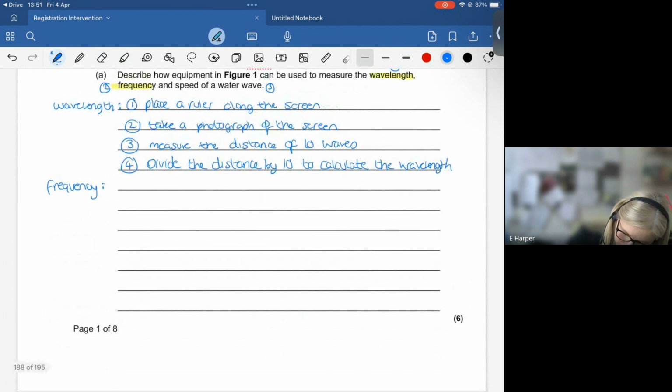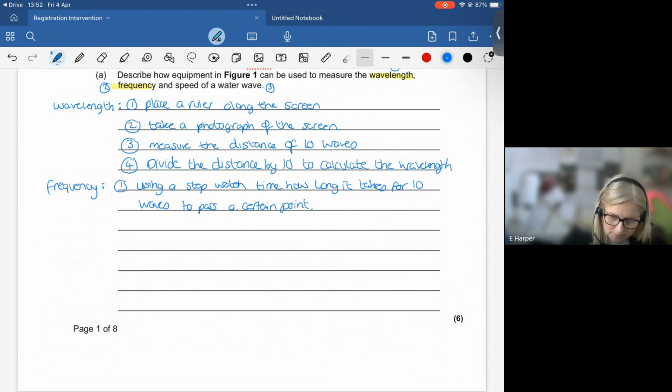Okay, so first of all, we're going to use a stopwatch. Time how long it takes for 10 waves to pass a certain point. Doesn't matter where, as long as you keep to a point.